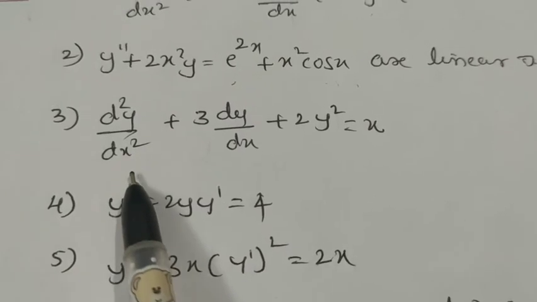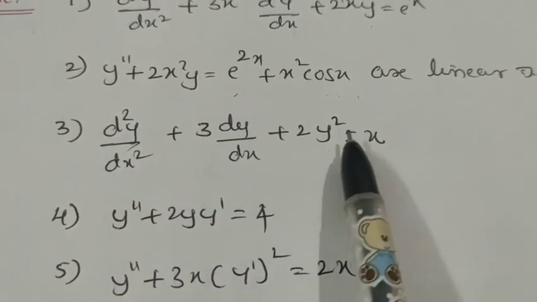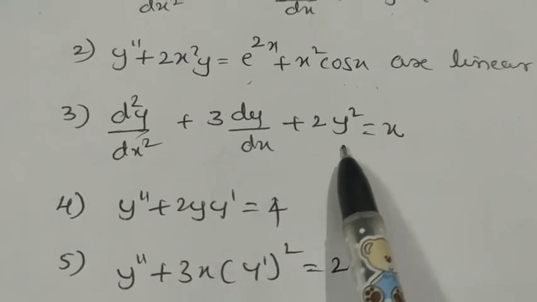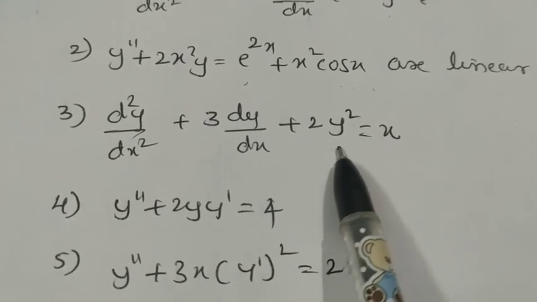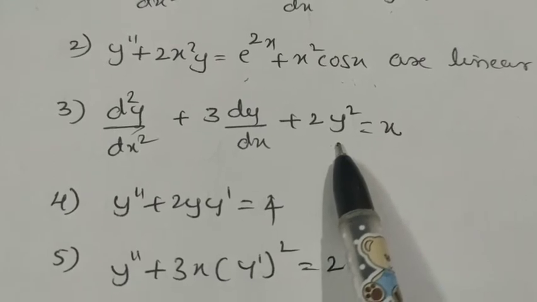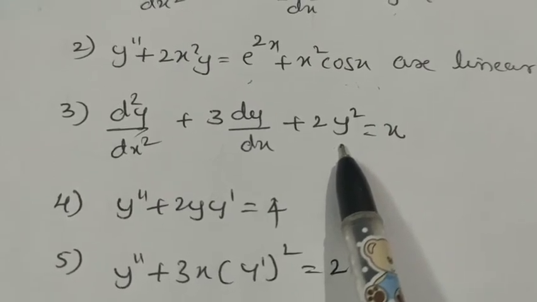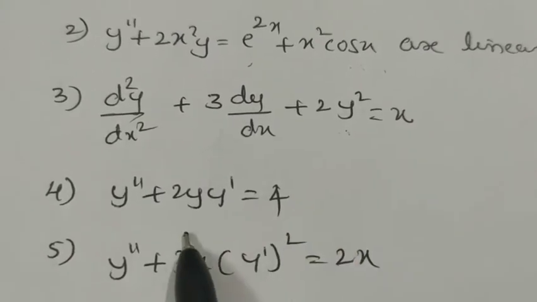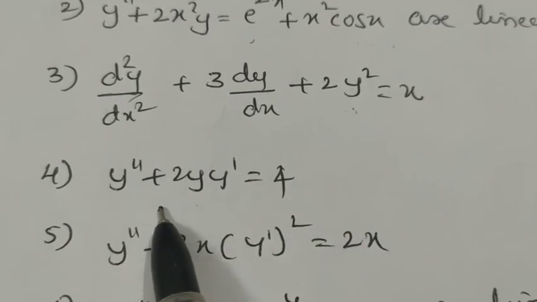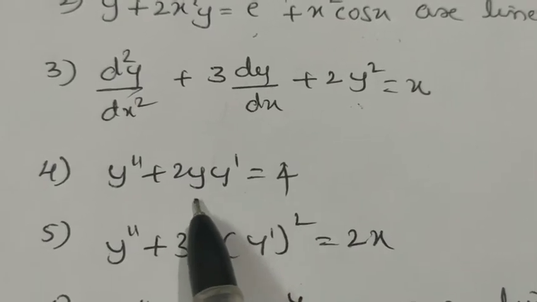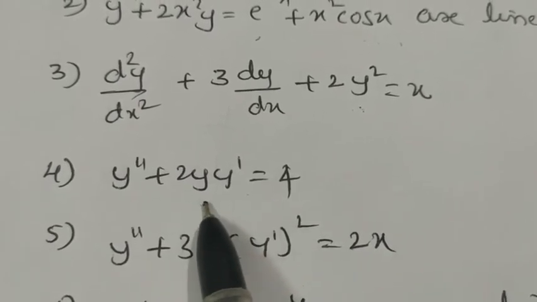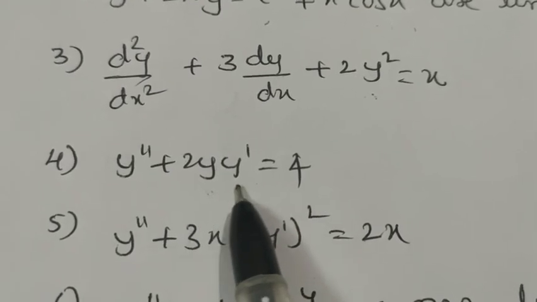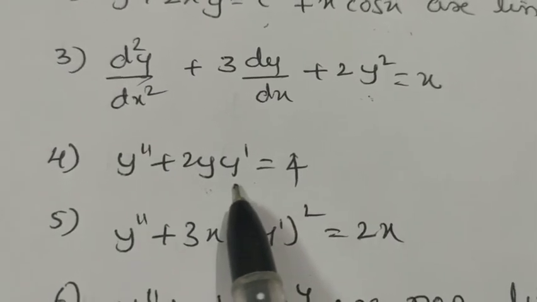d2y by dx square plus 3 dy by dx plus 2y square is equal to x. This is non-linear because here we have y square, so the dependent variable is in the second degree. Therefore it is a non-linear differential equation. And in this example we have y double dash plus 2y y dash. Here the term y into y dash appears, that is, a product of the dependent variable and the derivative. Therefore, because of this term, this differential equation is also non-linear.